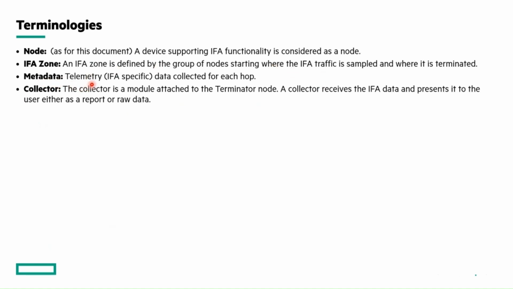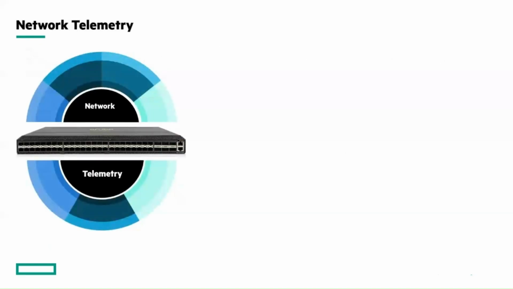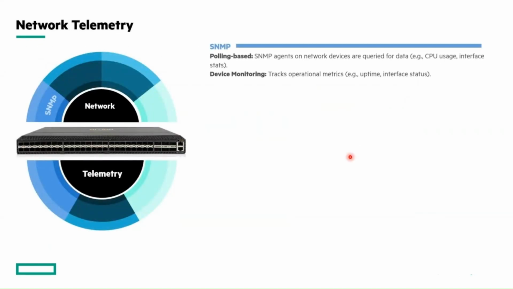Metadata is telemetry-specific and IFA-specific data collected for each hop. Collector is a module attached to the terminator node, and it receives the IFA data and presents it to the user either as a report or raw data. So let's move ahead with the details.